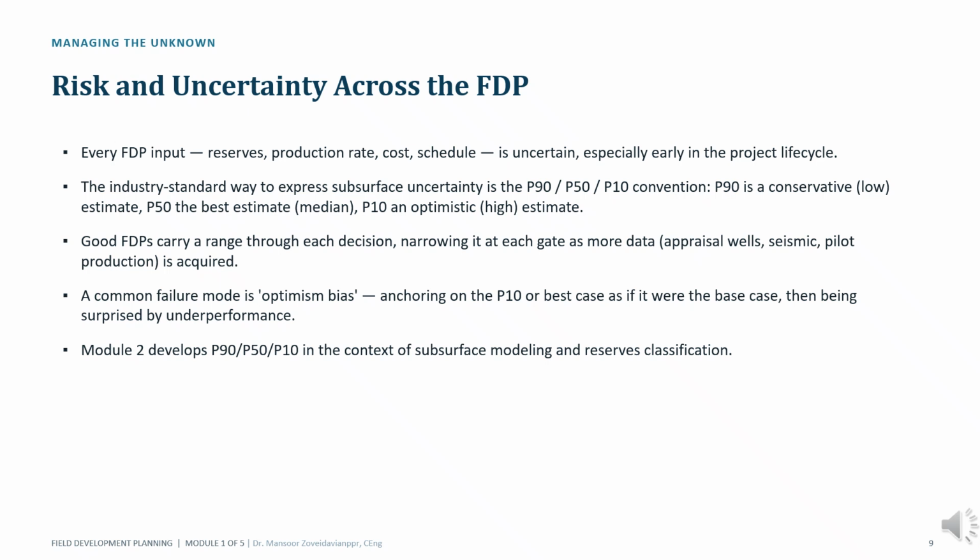A common mistake in project planning is optimism bias. Teams sometimes build plans around the P10 case or unconsciously treat optimistic outcomes as the most likely outcomes. Strong field development planning does the opposite. It recognizes uncertainty explicitly and carries that uncertainty through the decision-making process. The key takeaway is simple: uncertainty should never be hidden. It should be quantified, communicated, and progressively reduced as the project moves through each stage gate.